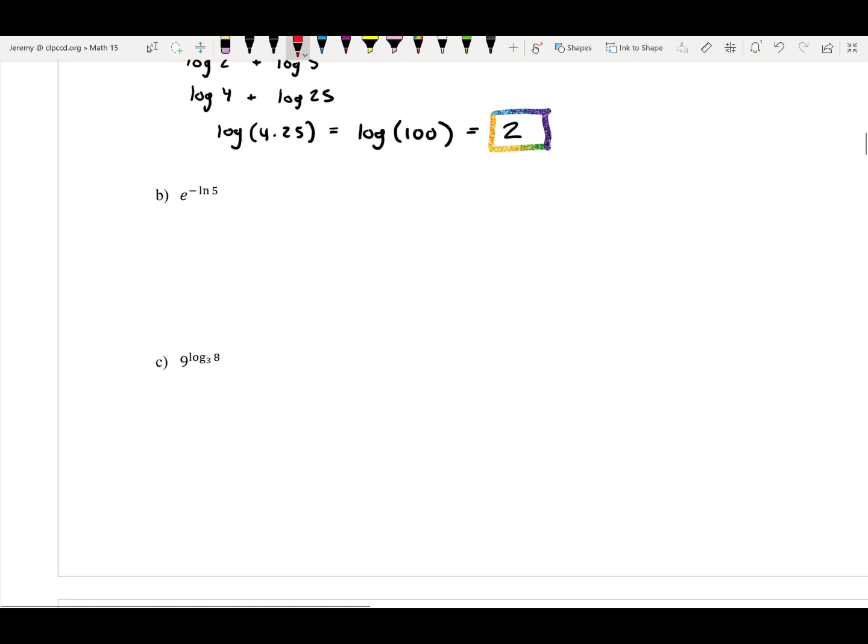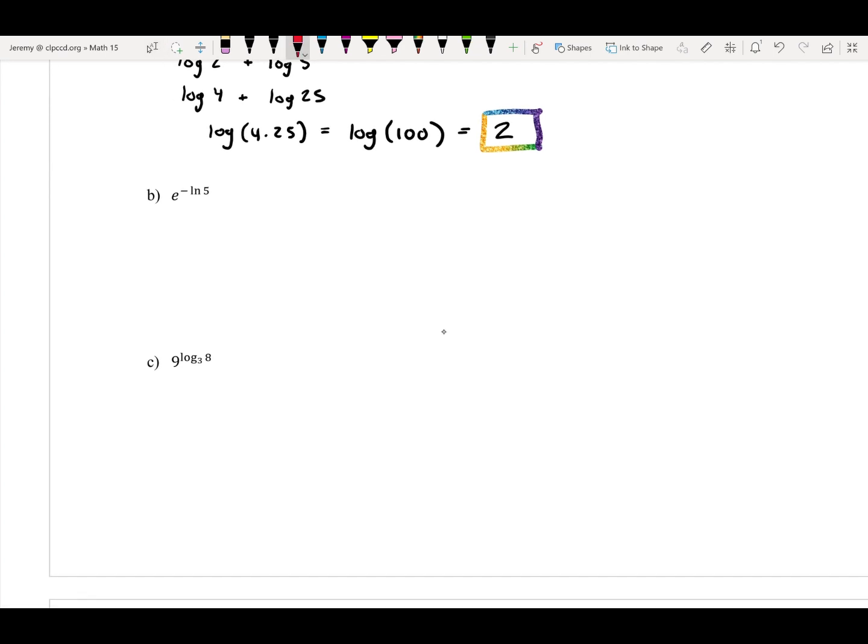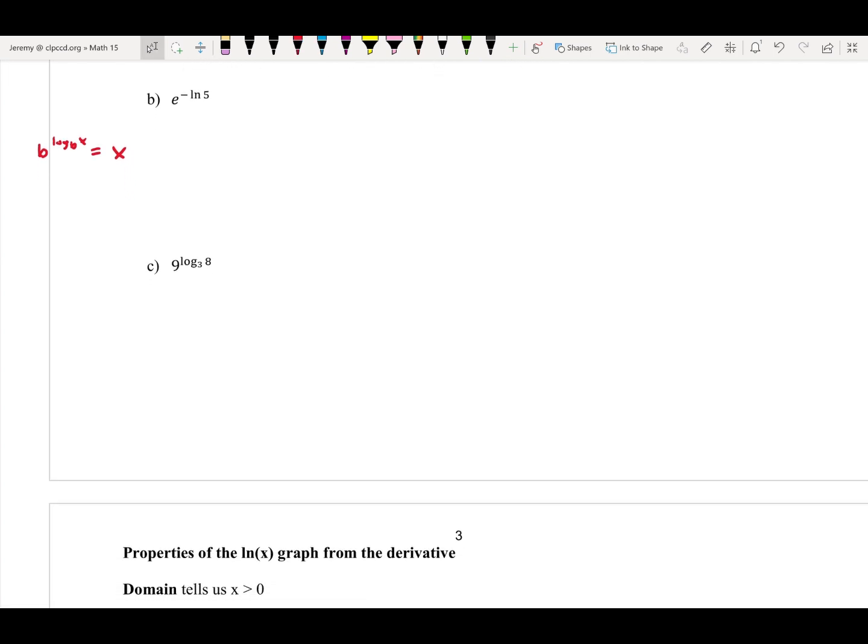So I have to remind you of a property of logarithms. If we ever have b to the log base b of x, we just get x. This is because b to the x and log base b of x are inverses of each other. So if we take the composition of those two, they cancel each other out. Similarly, if we have log base b of b to the x, same thing. This is the composition of a function with its inverse, and it just simplifies down to x.